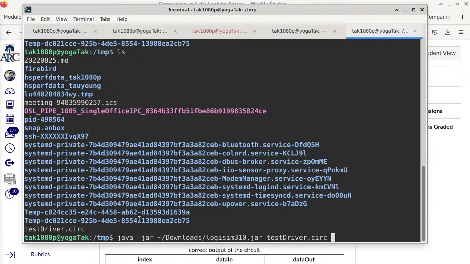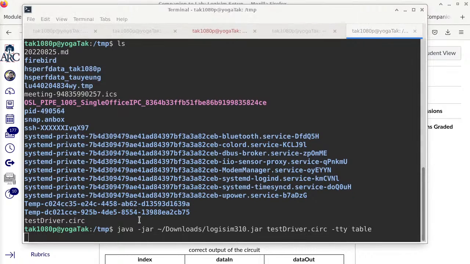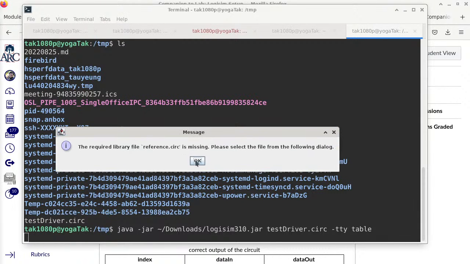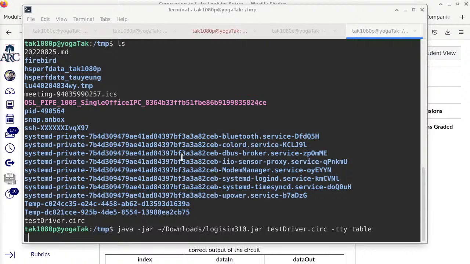And now we can specify test driver.circ n-tty table, and then press the enter key. It complains that reference.circ is missing, and that's because they're not in the same folder, but that's okay. You just click OK, and then you have to help Logisim find it. Oh, you cannot see the dialog box because it pops up in my other window. Let me move that to where you can see it. There we go.